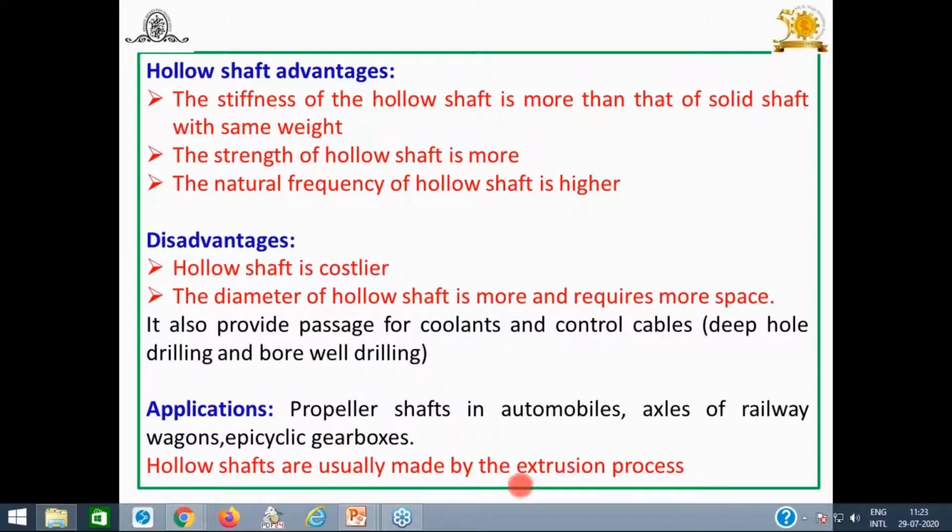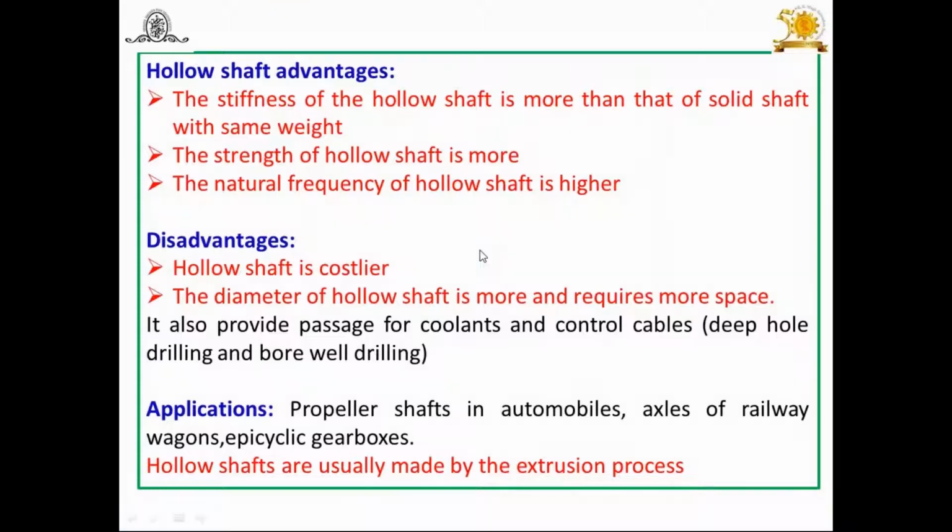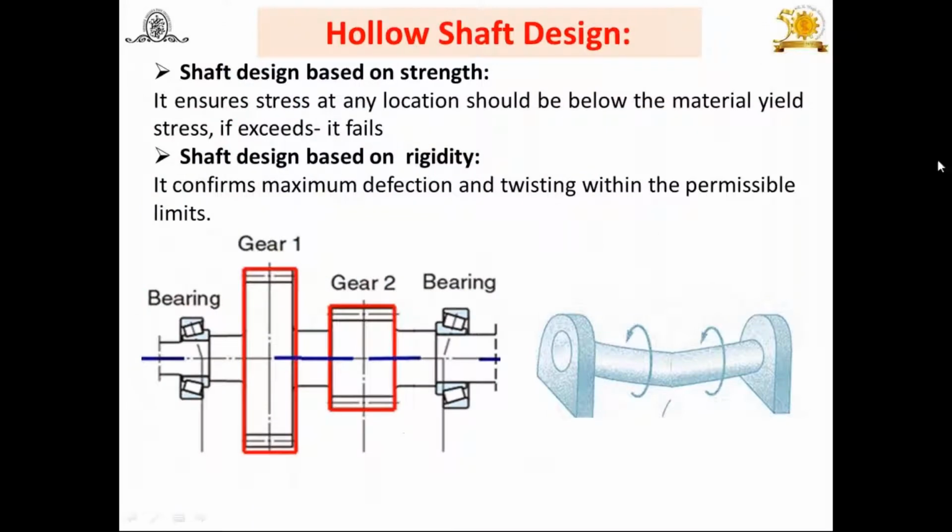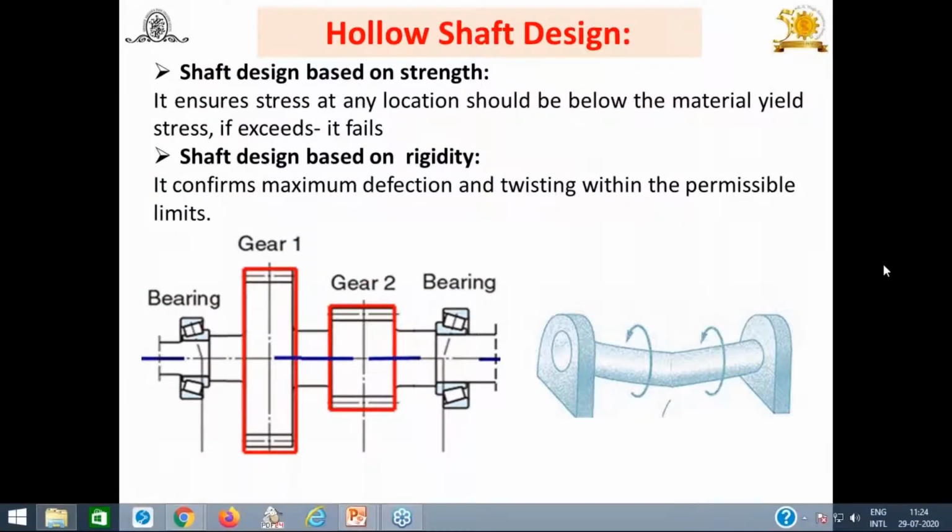The hollow shafts are usually made by the extrusion process. It's a manufacturing process. This is about the hollow shaft. Let us see how to design it. Now again here in design of hollow shaft, you will find there are two criteria. Shaft design based on the strength and shaft design based on the rigidity. Strength means SYT, SUT is the criteria, depends on the material used for the shaft, and we have to find out the stresses induced in the shaft, and induced stresses should be less than the permissible stresses. Then you can say your design is safe.